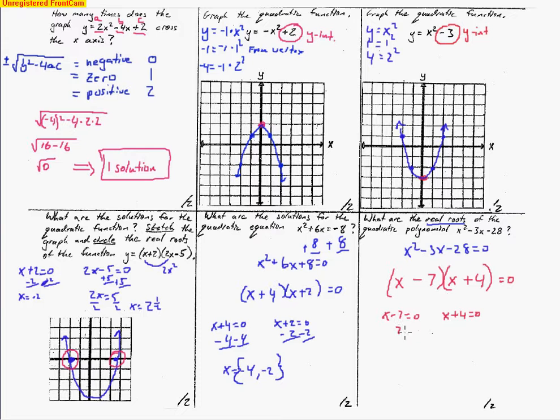So here we have to add the 7 to all sides. So we end up with x equals 7. That's one of our answers. Here I got to subtract the 4. And I get my other answer, negative 4. So 7 and negative 4, the 2 x-intercepts. Well, those are the first 6 problems.